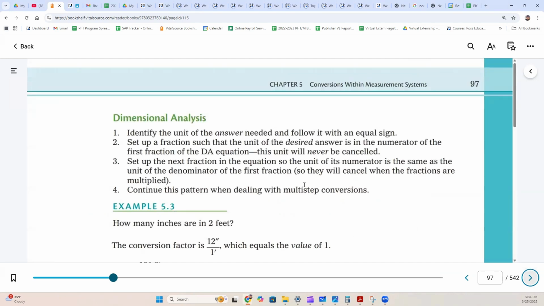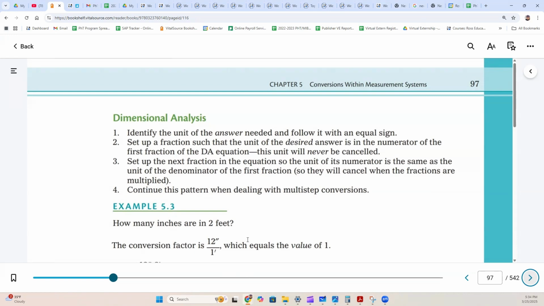And in dimensional analysis, you identify the unit of the answer needed and follow it with an equal sign. Set up a fraction such that the unit of the desired answer is in the numerator of the first fraction of the DA equation. This unit will never be canceled. Set up the next fraction in the equation so the unit of its numerator is the same as the unit of the denominator of the first fraction, so they will cancel when the fractions are multiplied. Continue this pattern when dealing with multi-step conversions.